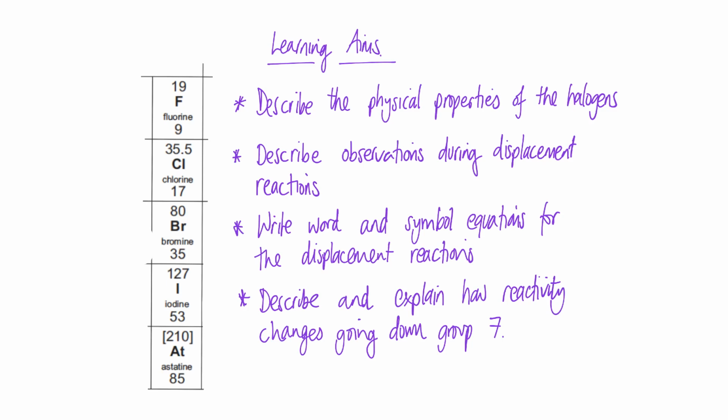So for our learning aims for this week, we're going to be starting by looking at the physical properties of the halogens. Then we're going to consider the displacement reactions of the halogens. And in these displacement reactions, we will be able to use the information there and also the information from electron arrangement to describe and explain how the reactivity changes as we go down the group. And finally, we'll look at writing some word and symbol equations for the reactions that we see in today's lesson.